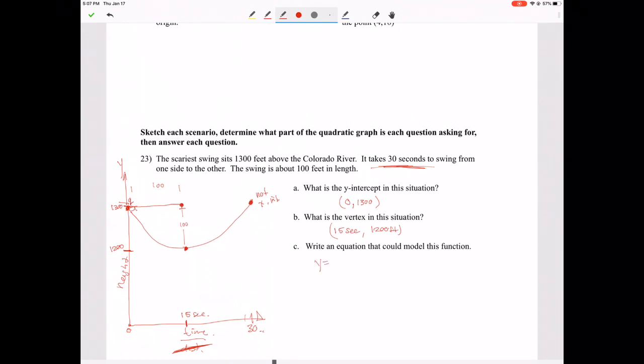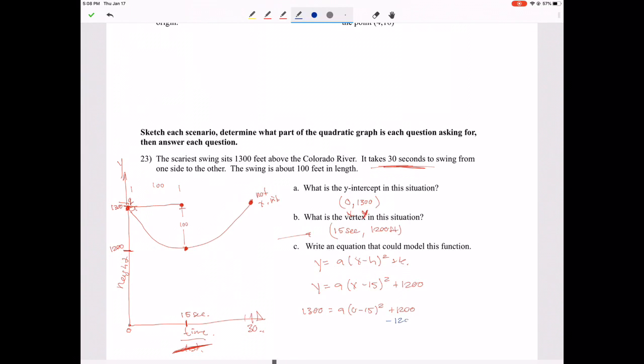So y equals a(x minus h) squared plus k. We plug in our vertex. Our vertex is what we have in B, so we plug that in. y equals a(x minus 15) squared plus 1,200, okay? And then we do have another point that we can plug in. This would be our x and y, sorry, backwards. 1,300 equals a(0 minus 15) squared plus 1,200, and then you would need to solve for a.